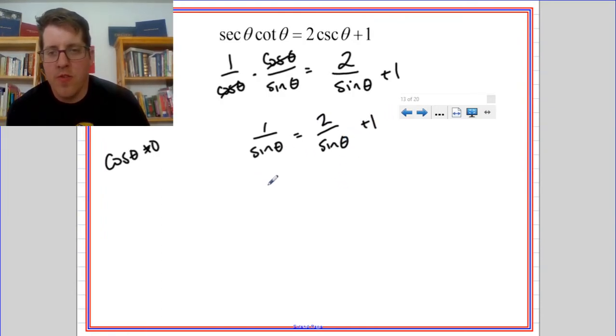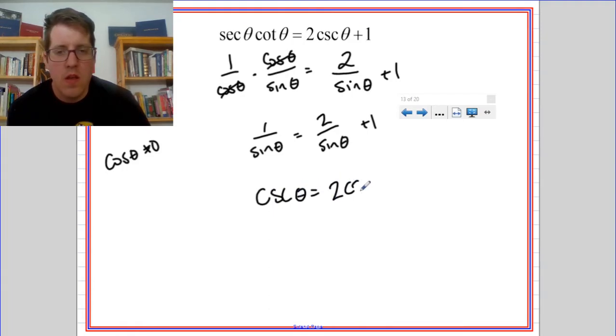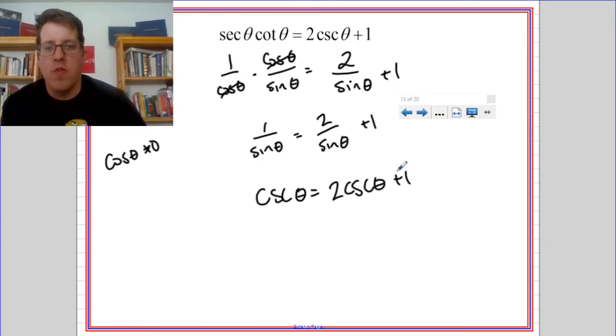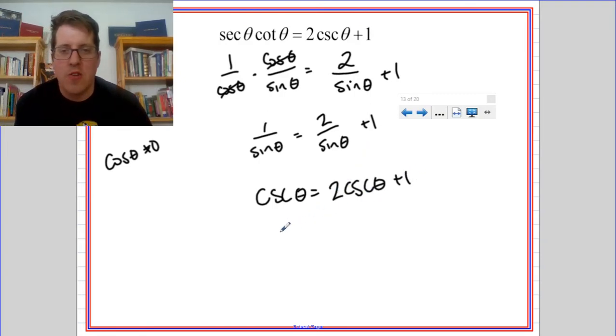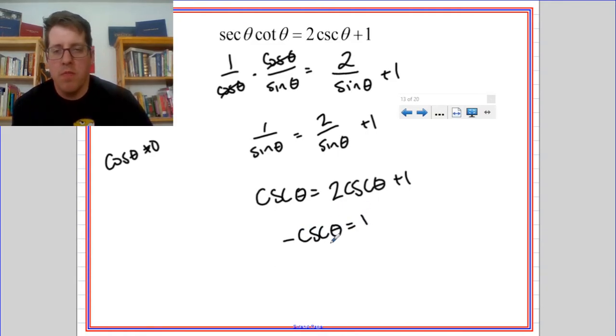Move that over to the other side. If you want to, you could leave these as cosecants, so it would be the same to say this. It doesn't matter how you do that. This maybe helps you see the like terms a little better. So you get the opposite of the cosecant of theta equals 1, or the cosecant of theta equals negative 1.